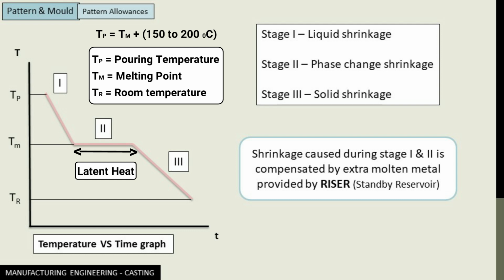That is, the metal has solidified and shrinks. The shrinkage that occurred during stage 1 and stage 2 of this whole process, that is the solidification of the molten metal, is compensated by providing extra molten metal from a standby reservoir, which we call a riser. However, for stage 3, that is the solid shrinkage, we need to provide a certain allowance, which we call shrinkage allowance, and make the pattern slightly bigger, and hence the cavity.